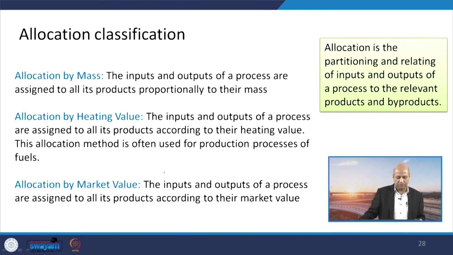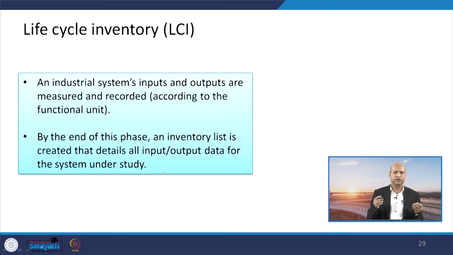So, we do some allocation and classification based on inputs and outputs of the processes, and also their energy related aspect, like heating value. And then we also do market value depending upon the input output values. That way we come up with some quantification in tabulated form, which will give us the information for carrying out the inventory analysis.